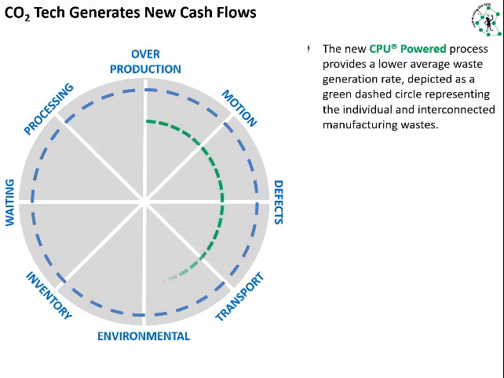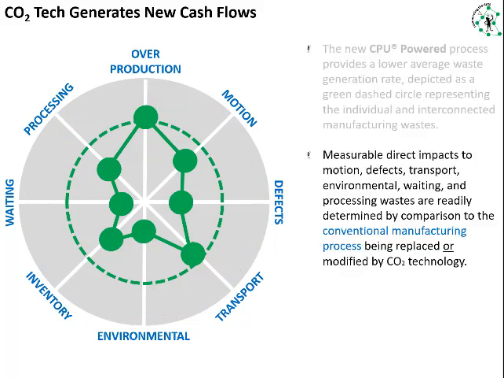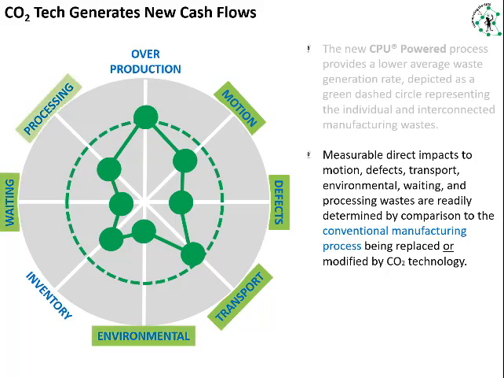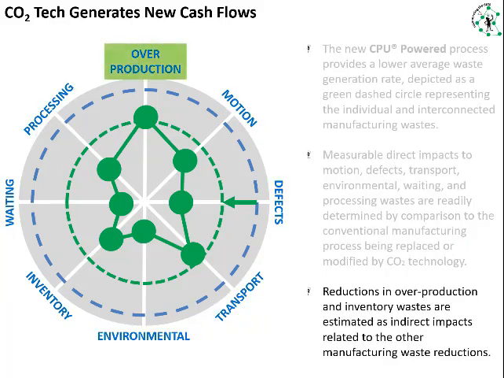The new CPU-powered process provides a lower average waste generation rate, depicted as the green dashed circle, which represents the individual and interconnected manufacturing wastes. Measurable direct impacts to motion, defects, transport, environmental, waiting, and processing wastes are readily determined by comparison to the conventional manufacturing process being replaced or modified by CO2 technology. Reductions in overproduction and inventory wastes are estimated as indirect impacts related to the other manufacturing waste reductions.